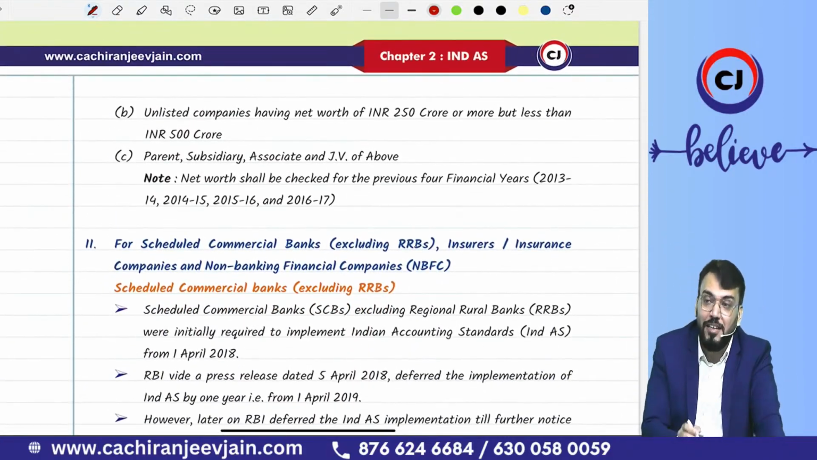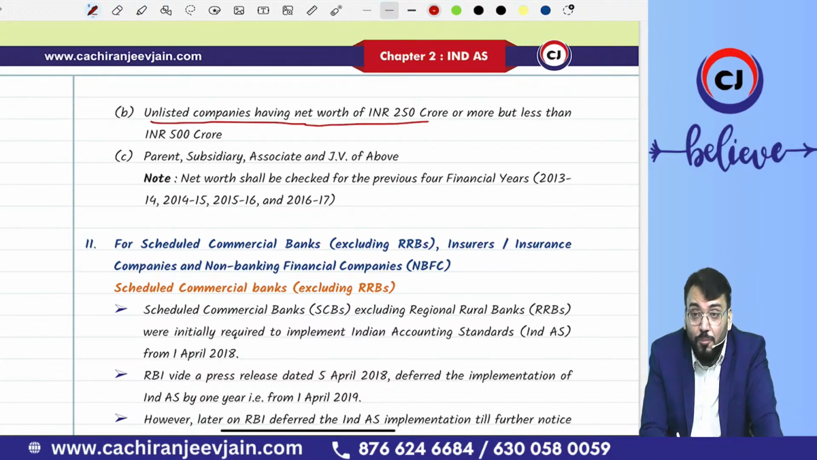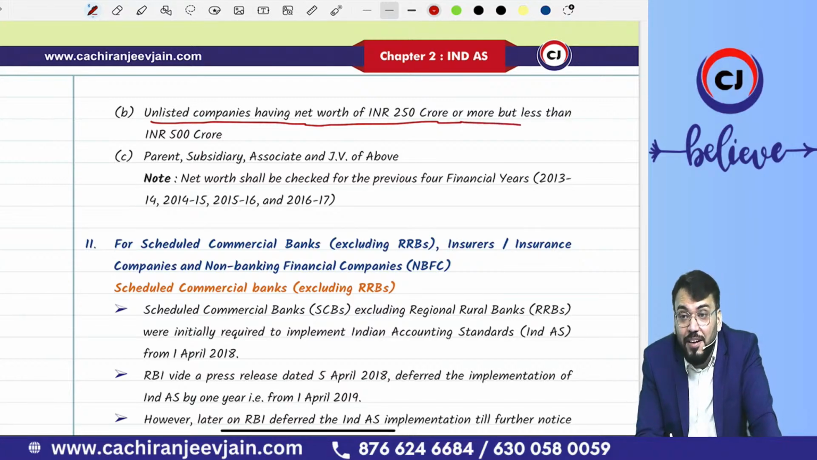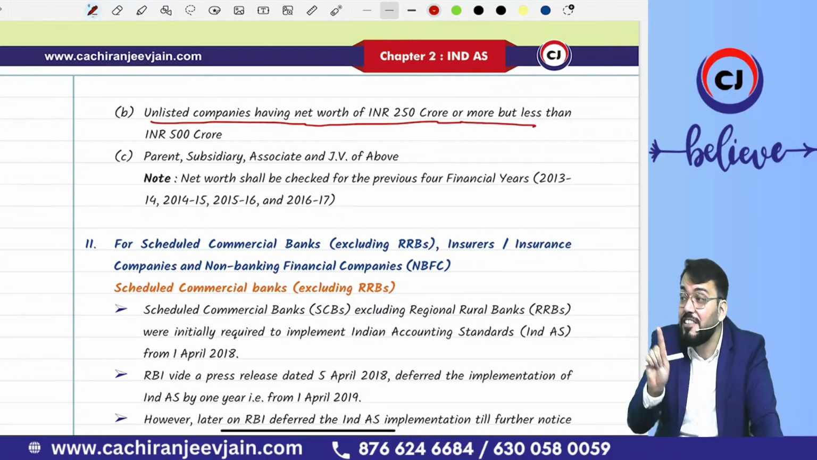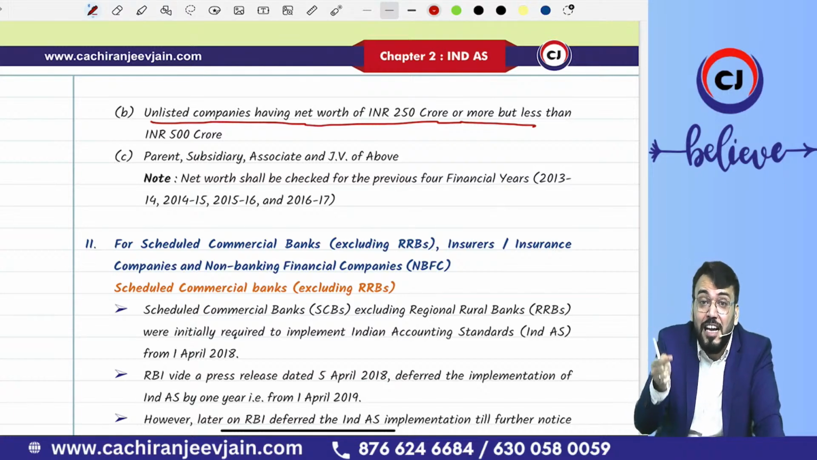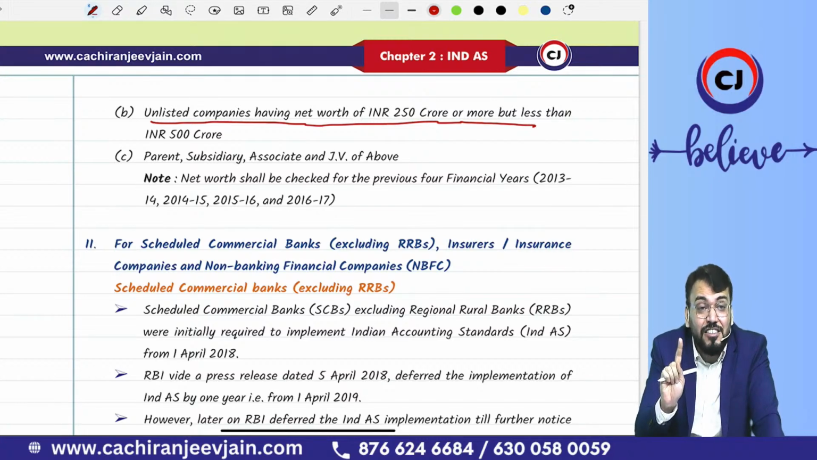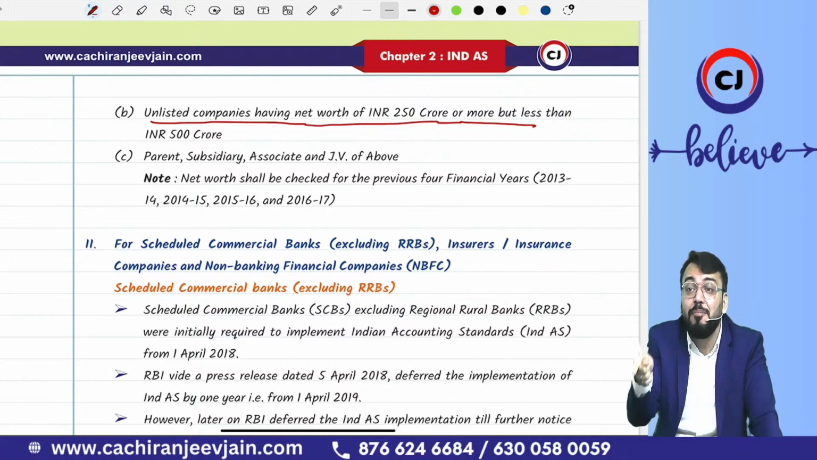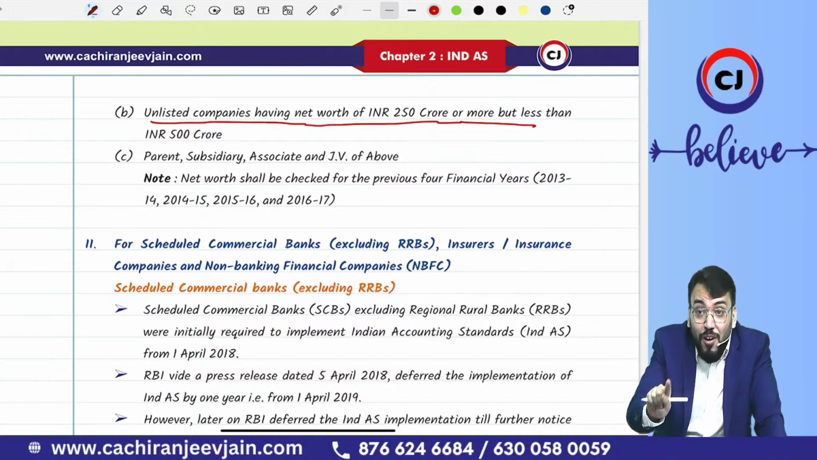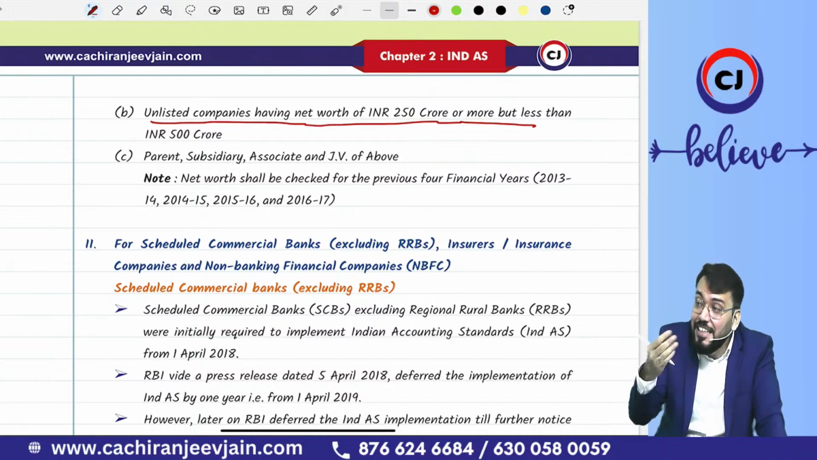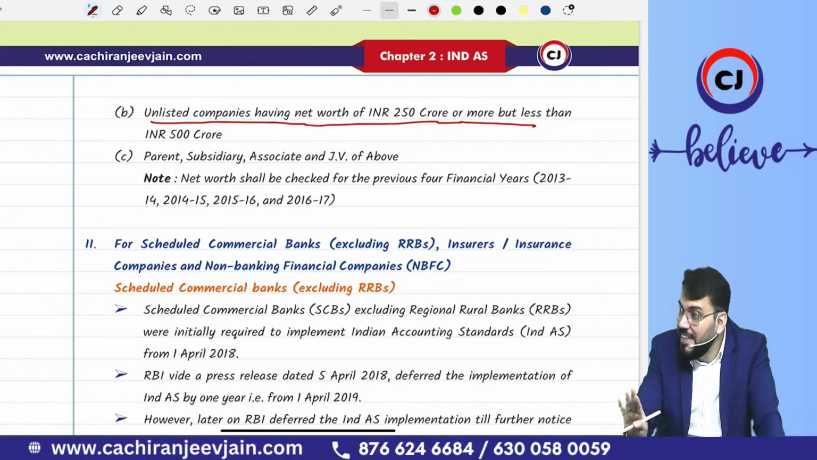For unlisted companies, what are they saying? Unlisted companies having a net worth of 250 crore or more, but less than 500 crore. It means for all unlisted companies Ind AS is not applicable. Any unlisted company having a net worth of less than 250 crore, for them Ind AS is not applicable on a mandatory basis, but they can opt voluntarily. Voluntarily, any company can opt for Ind AS.